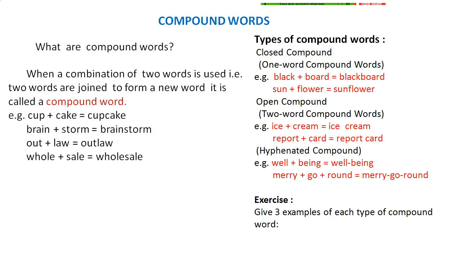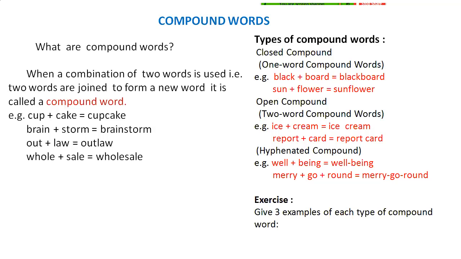Similarly, when you take the word merry and another word go and the third word round and you combine them together, they form a new word, merry-go-round. If you look at this new word, it too is a hyphenated word. That is, it has hyphens in between. So these are examples of hyphenated compounds.